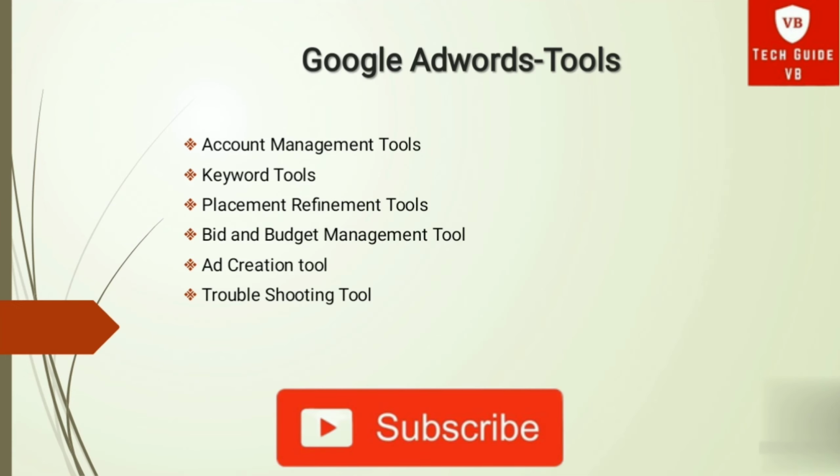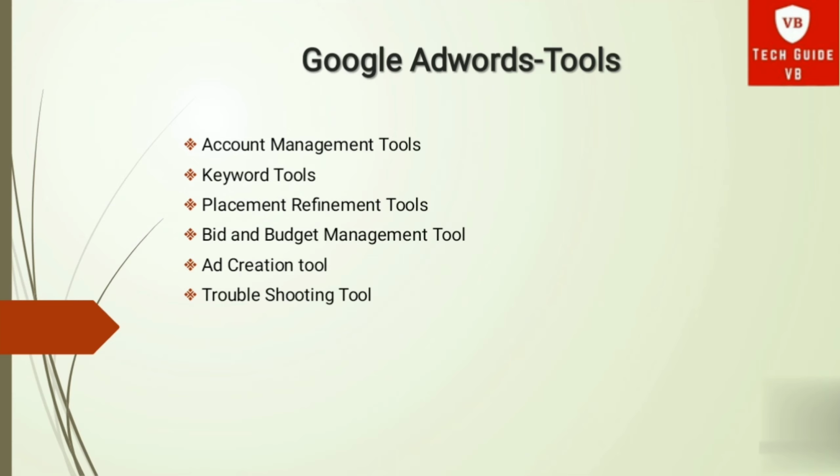Next point is Google AdWords tools. First is the account management tool. The account management tool helps you view, edit and update your account efficiently. Second is the keyword tool. The keyword tool provides resources for choosing effective keywords. Third is the placement refinement tool. It enables you to optimize where your ads appear.